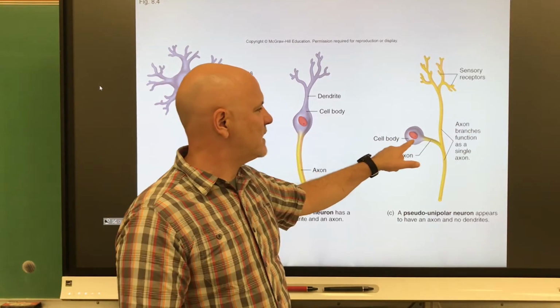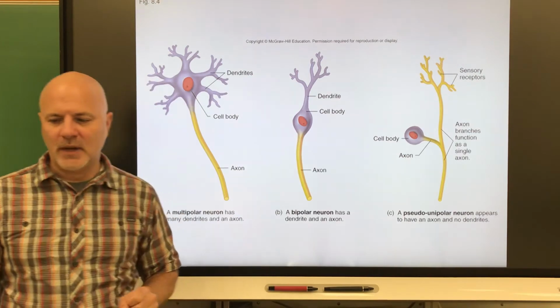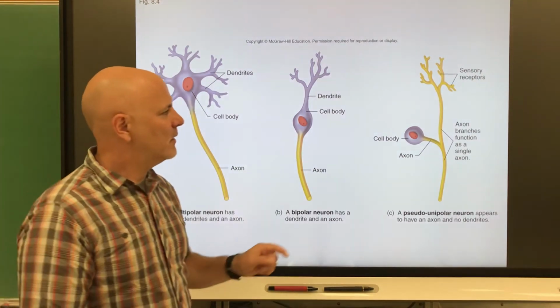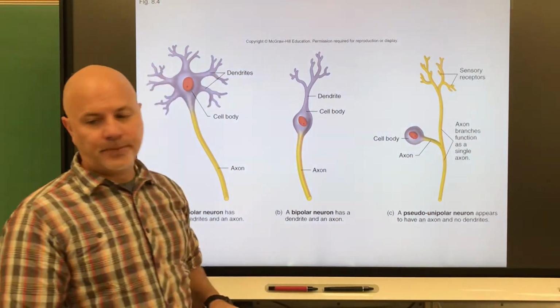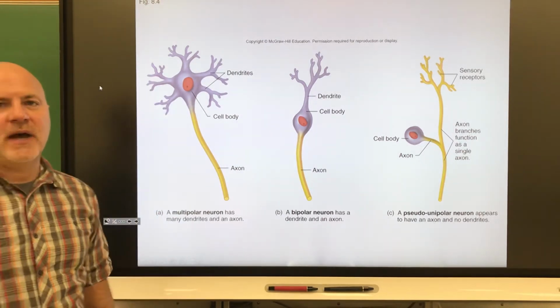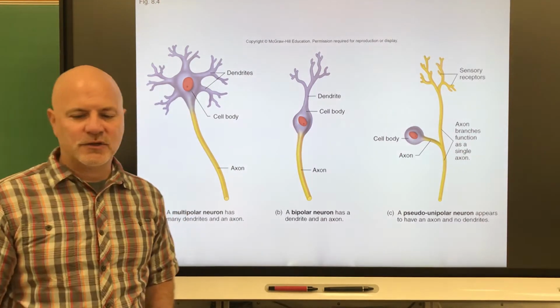We just have one extension off of that cell body. Okay? So only one appendage. So this is all axon though. All right? And these are mostly found in sensory neurons, which we'll talk about here shortly.